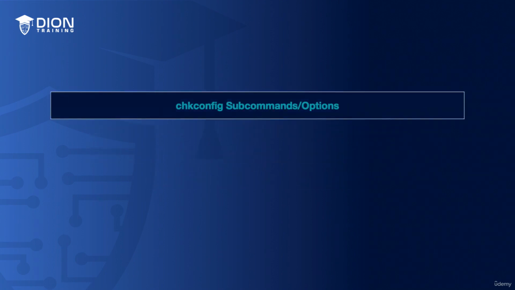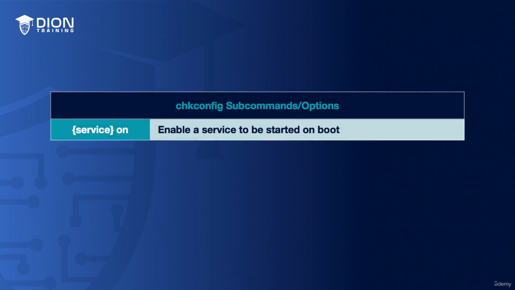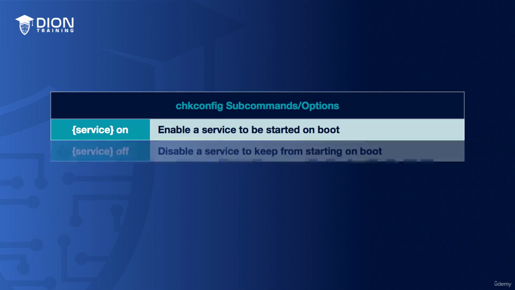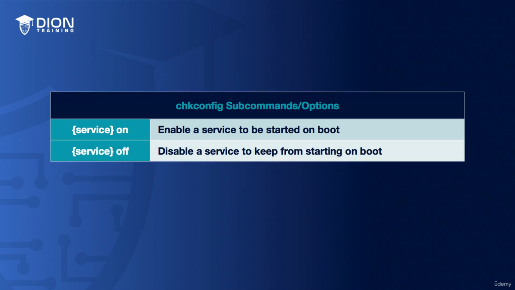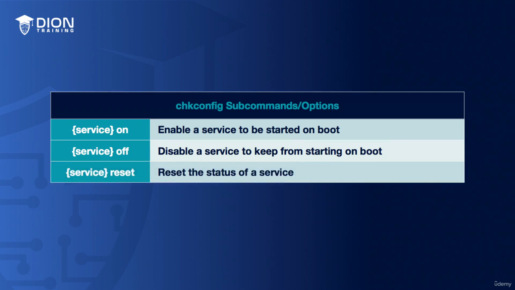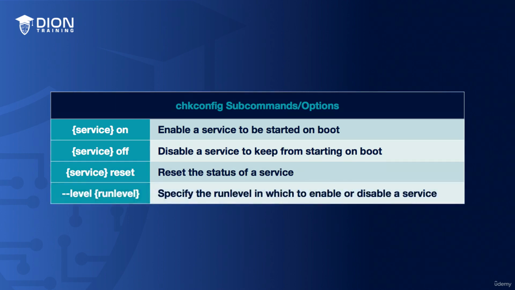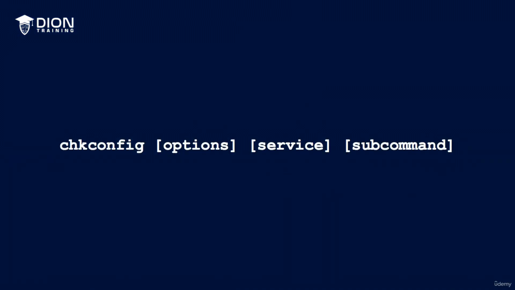Some subcommands and options that can be used with the check configuration command to control your services include service on. This is an option which is used to enable a service to be started on boot. Another one is service off. This option is used to disable a service so it's no longer started on boot. Service reset is an option that's used to reset the status of a service. And the --level run level option is used to specify the run level in which to enable or disable a service. To use this command, simply type in chkconfig, the options, the service, and the subcommand.